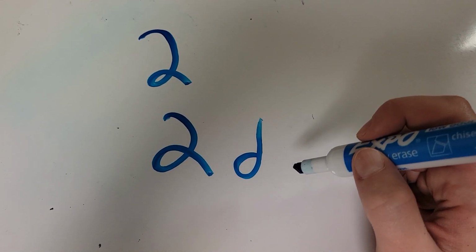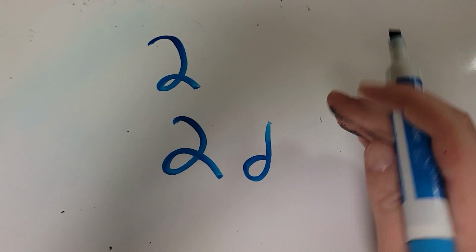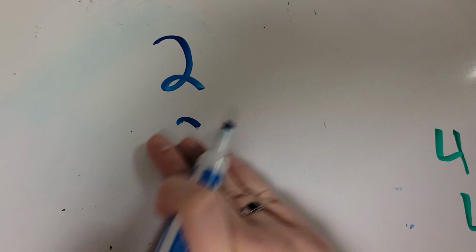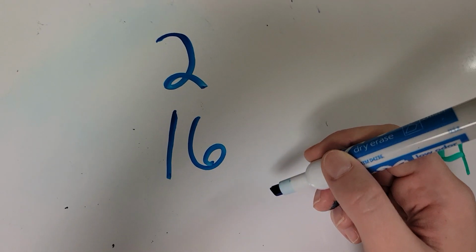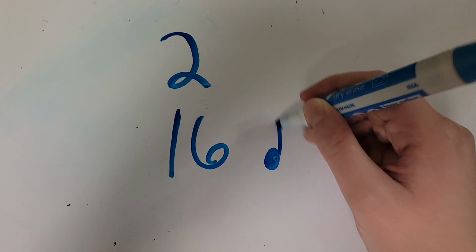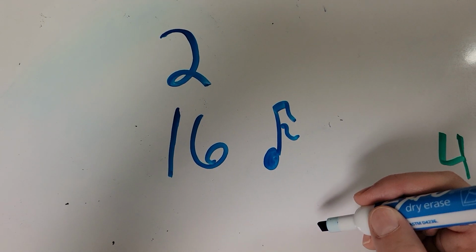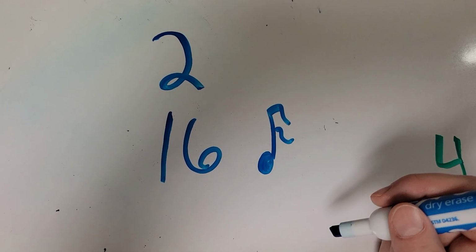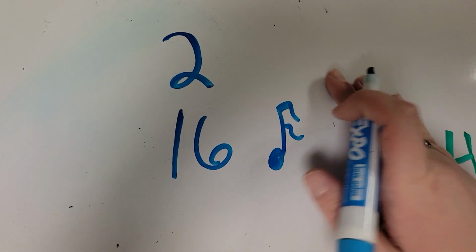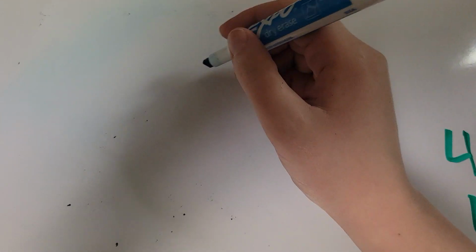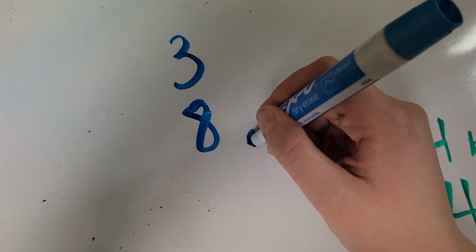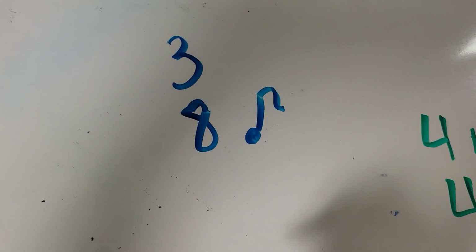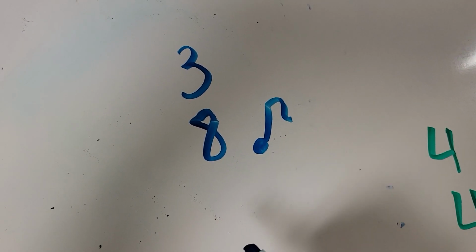If you see a meter with a 16 on the bottom, it means that the 16th note would get the beat. If you see a meter with an 8 on the bottom, you guessed it, the 8th note would get the beat. 8 on the bottom means the 8th note gets the beat.